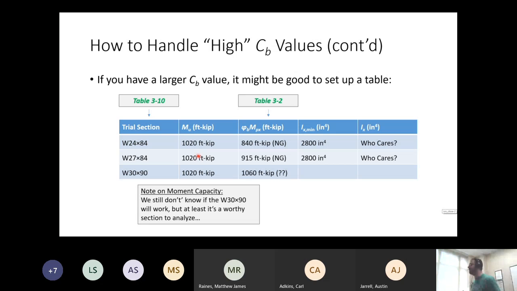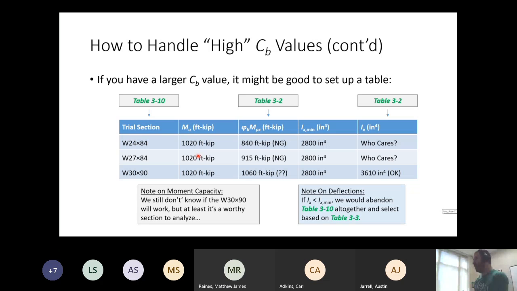Like there's no point in wasting your time on the 24 by 84 or the 27 by 84 because you know it's not good enough. But at least the W30 by 90 has a shot. Okay. And now, once you have a section that's worth analyzing, look at your moment of inertia. You can read that from table 3.2 as well, and you'll see that it's good.